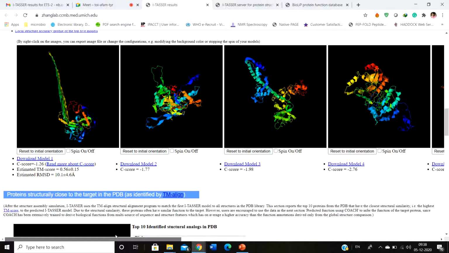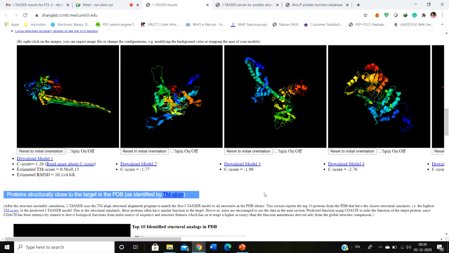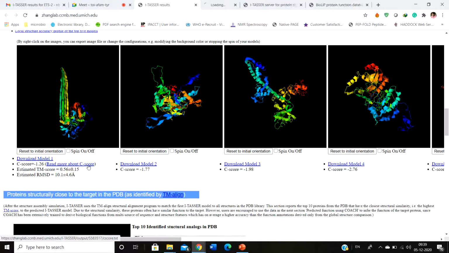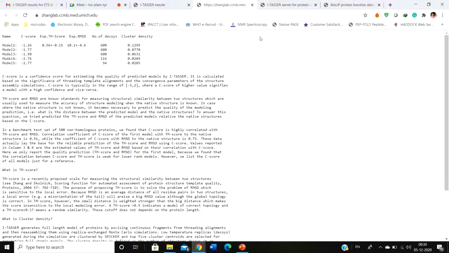Each of the structures comes with an RMSD and a particular C-score. Now the C-score, if your C-score is lower than minus 1.5, it's good. To know more about the C-score, simply click here. This is the C-score. What is this? It's a confidence score. Generally it varies between minus 5 to 2.